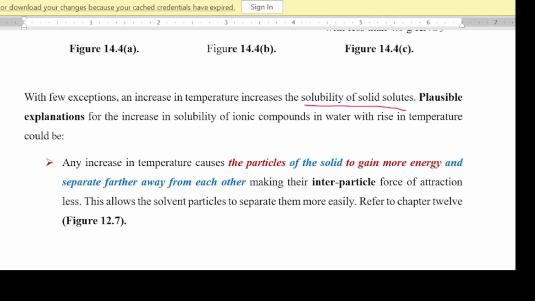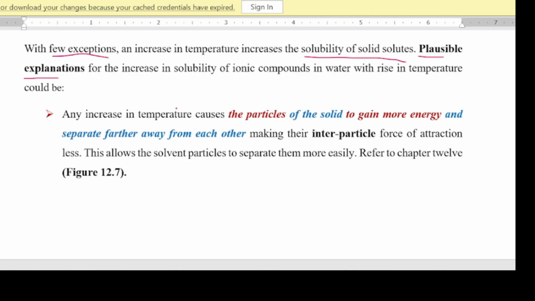One of those exceptions is, I think, sodium chloride. Sodium chloride does not show an increase in solubility over a range of temperature. If it is saturated at a certain temperature, it doesn't matter how much you raise it by. It shows a flat line. So these are some plausible explanations as to why the solubility of a solute increases with temperature.